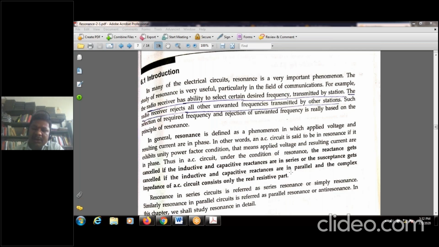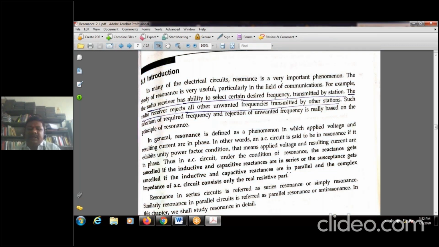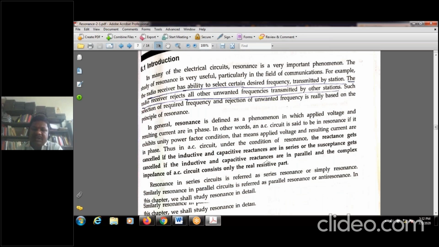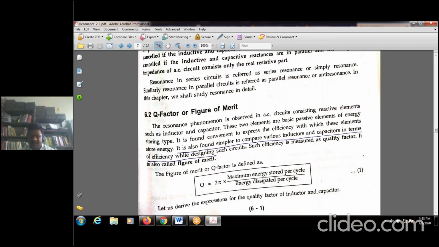What is resonance? Resonance is defined as a phenomenon in which the applied voltage and resultant current are in the same phase. There are two types of resonance: series resonance and parallel resonance. Before going to resonance, there is one more important parameter, that is the Q factor, or figure of merit.